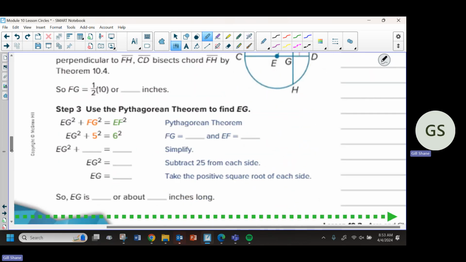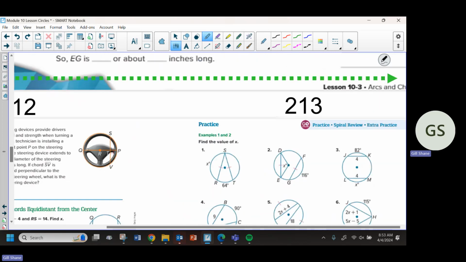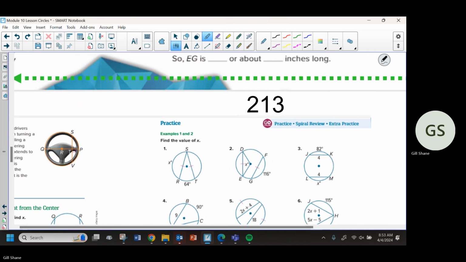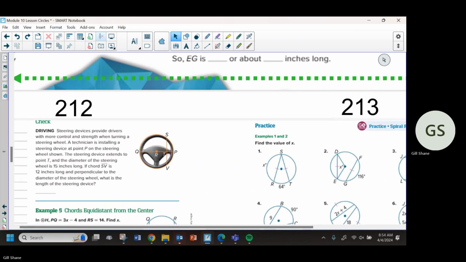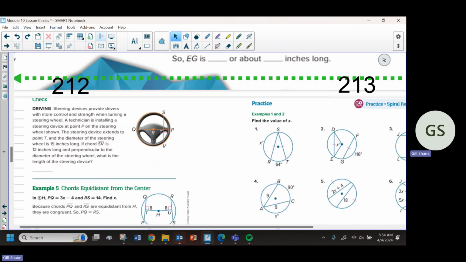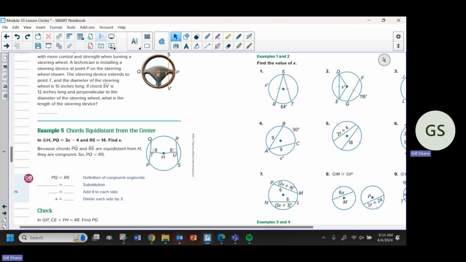If you didn't, I think there's one more example and then we're done. So again, chords equidistant from the center. All right, that's fine. This is simple.